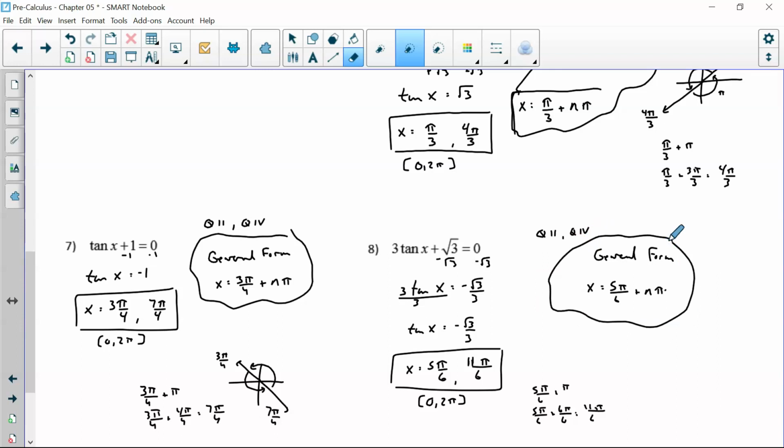And that's where tangent differs from sine and cosine. All right, we'll work on more of these in the next video.